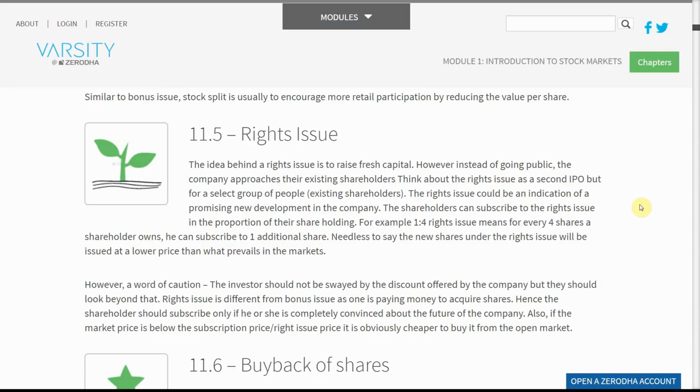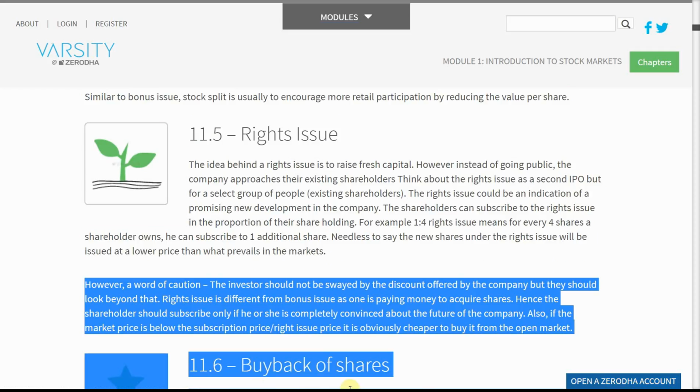The rights issue could be an indication of a promising new development in the company. The shareholders can subscribe to the rights issue in the proportion of their shareholding. For example, 1-to-4 rights issue means for every 4 shares a shareholder owns, he can subscribe to 1 additional share.